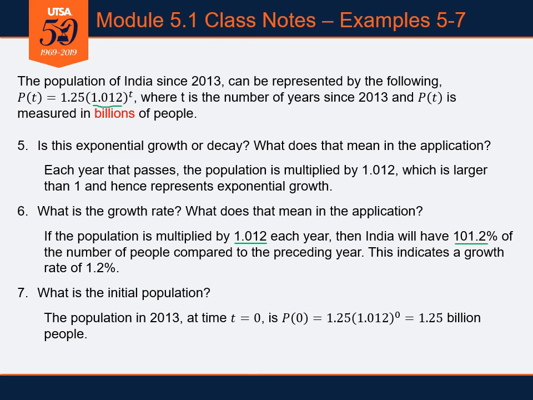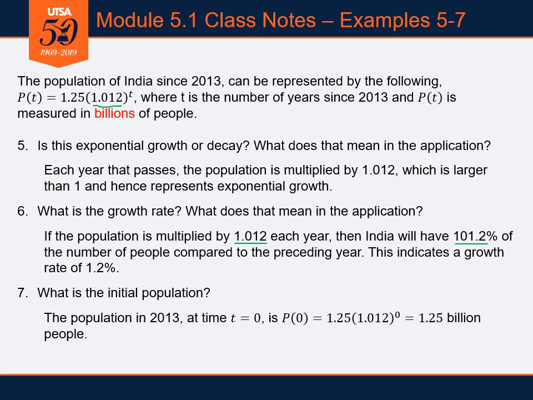So I've got the explanation here, the population in 2013, because this is the population of India since 2013. We're not asking what is the initial population, like how many people were in India when the Earth first formed. That's not what we mean by the initial population, but the initial population in terms of this function, since we're talking about time since 2013, will be the population in 2013. That is at time t equals 0.